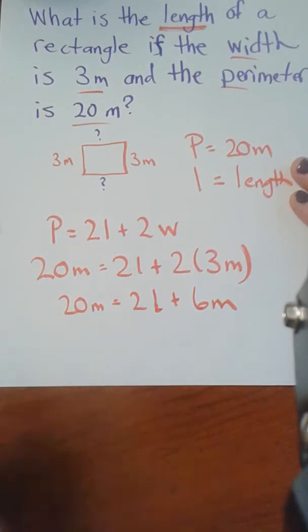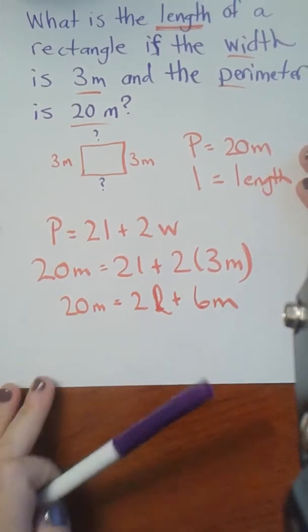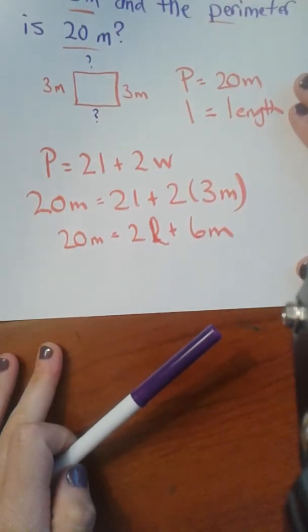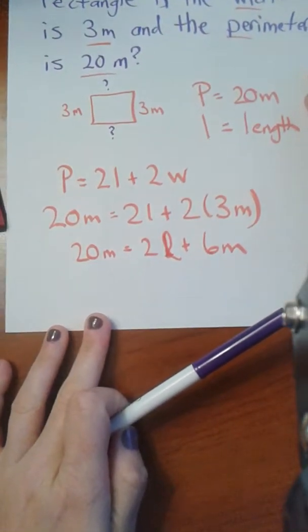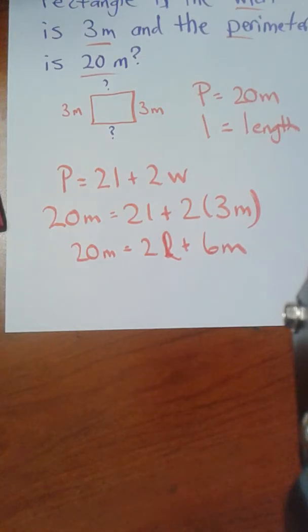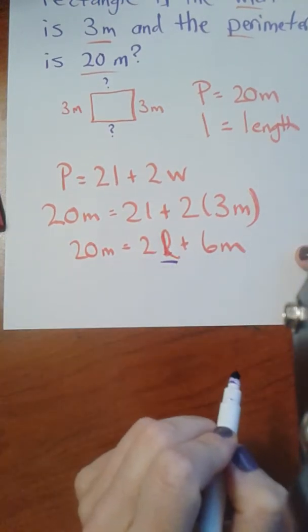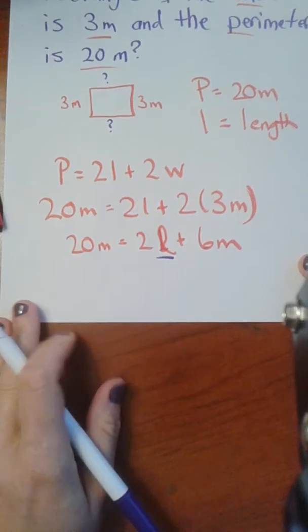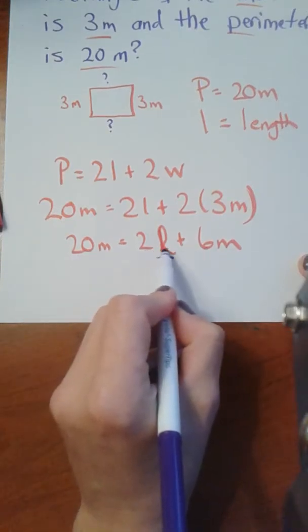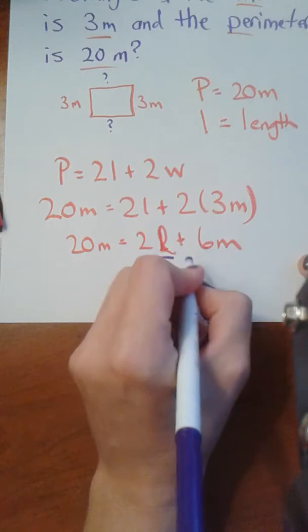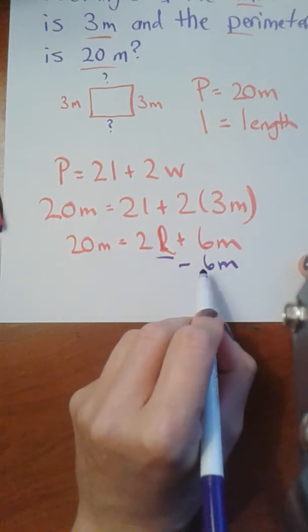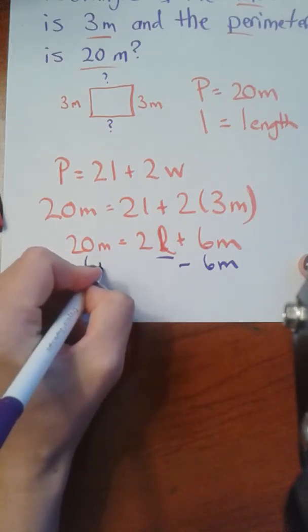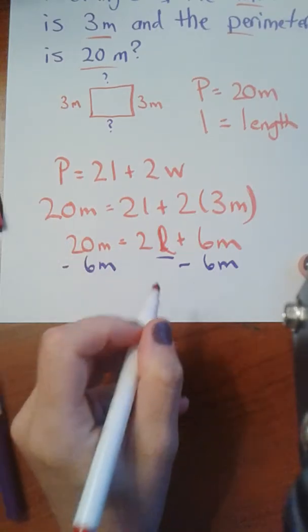Make sure you know that's an L, not a 21. Now we just use the inverse operations strategy that we've been using to solve algebraic equations. What I just said is fancy for let's get L by itself by using the opposite operations. Now, what can I do to get L by itself? I need to subtract 6 meters from this side. What I do to one side, I do to the other side, and then I rewrite the equation.